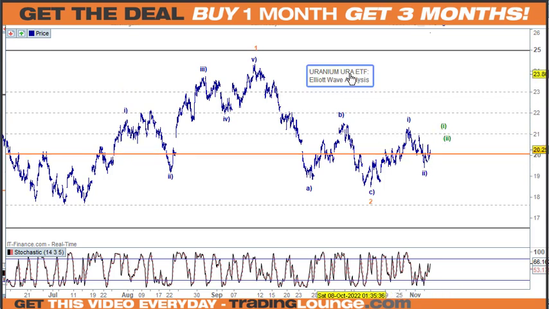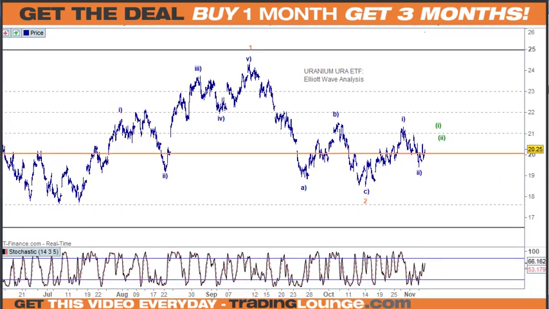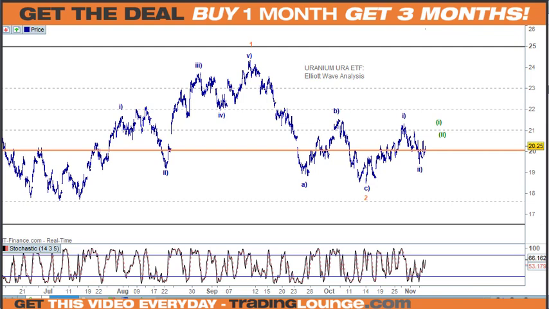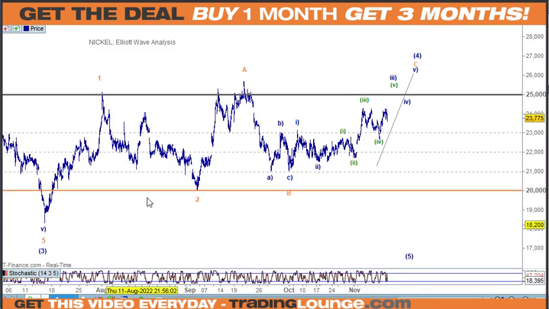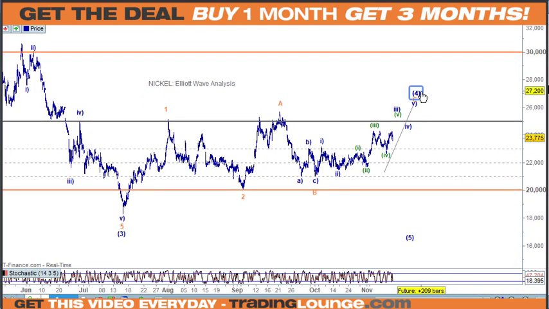This is an ETF here for uranium. I don't need to move it to the side. I can just drop that there. And nickel had that same thing as copper here. So with nickel here, I've also been viewing it as a wave 4. So I need to wait for all this to finish.